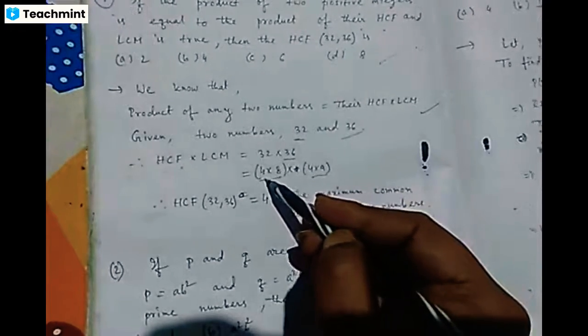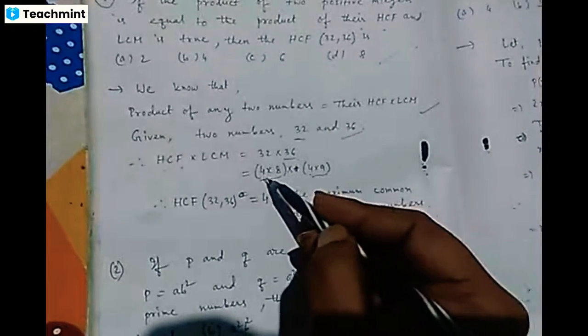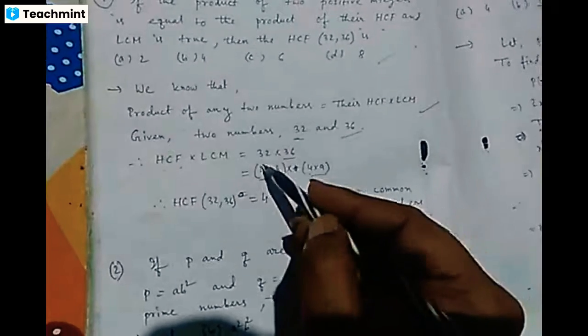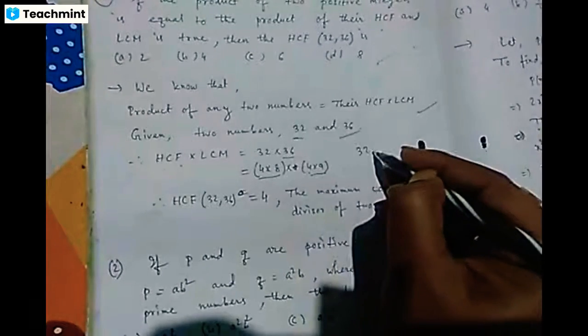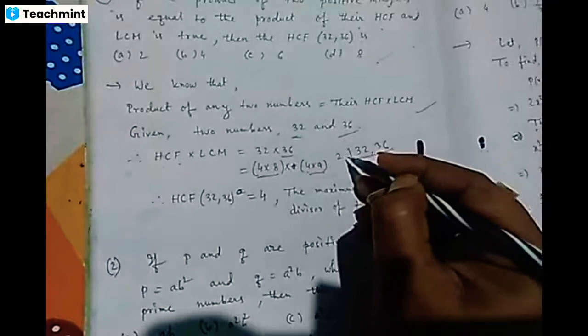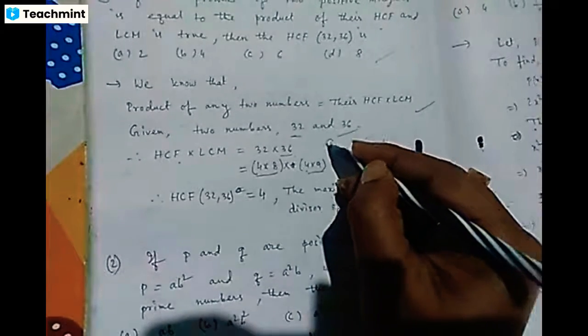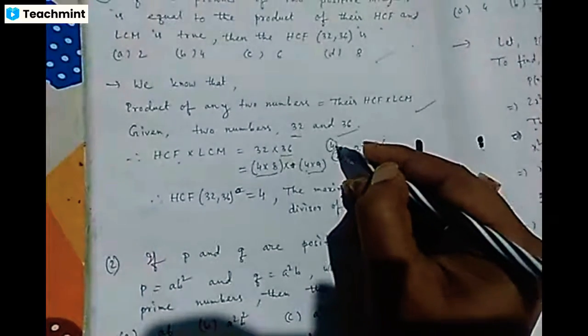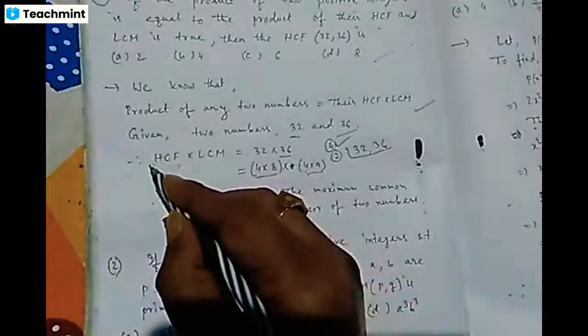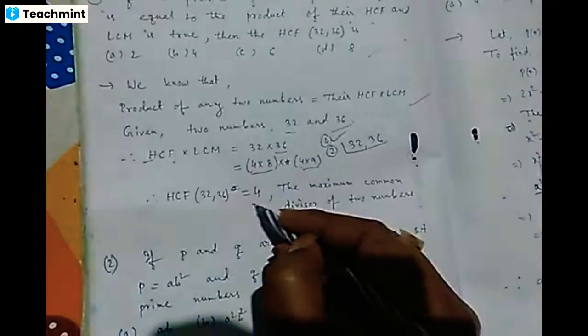So here 4 is taken common, and this is the maximum common factor. You cannot get anything more common between 32 and 36 than 4. You can get 2 also and 4 also, but 4 is greater than 2, so we'll take the maximum number. This is the highest common factor. So the HCF of 32 and 36 will be 4. This is the first question's answer. So 4 will be the answer.